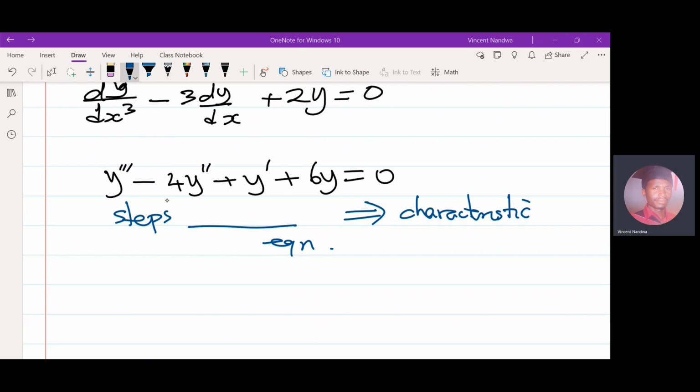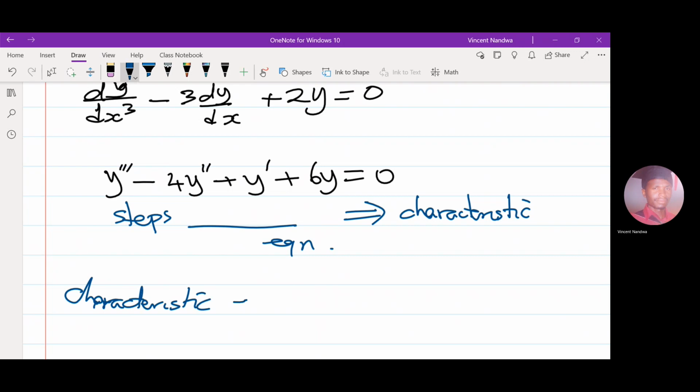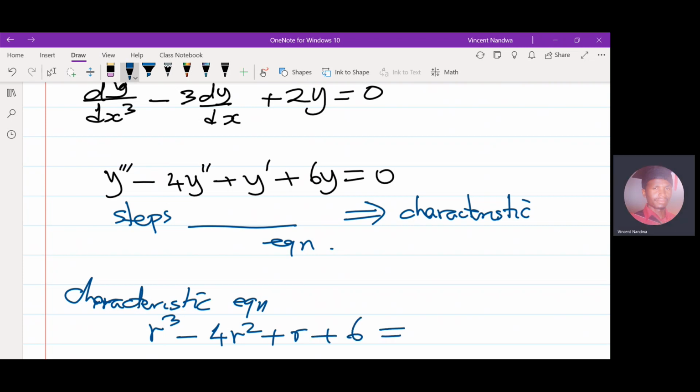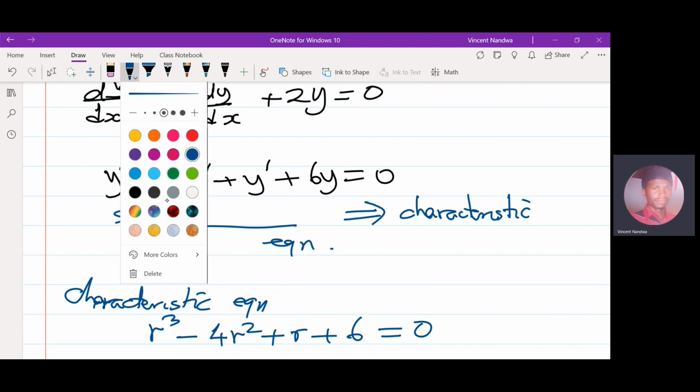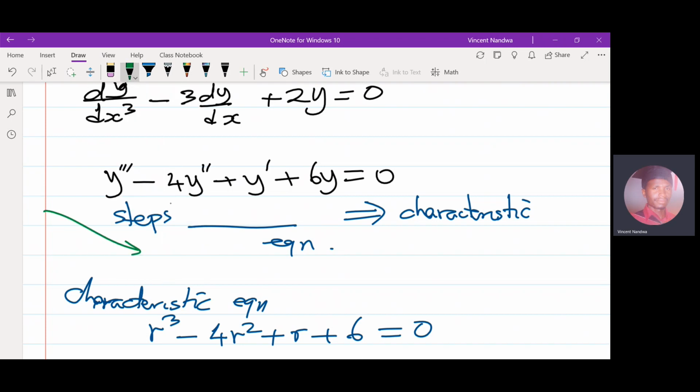Yeah. So which means the characteristic equation, after doing all those steps, will be r cubed minus 4r squared plus r plus 6 equals to 0. I hope everyone is able to do that, okay? But please ensure that you don't do this one directly if you are given this problem to solve. Show all the steps that lead to that equation.